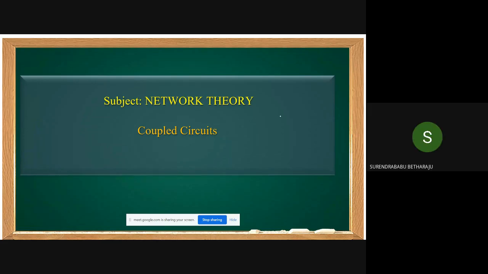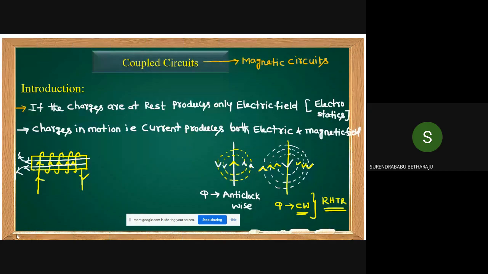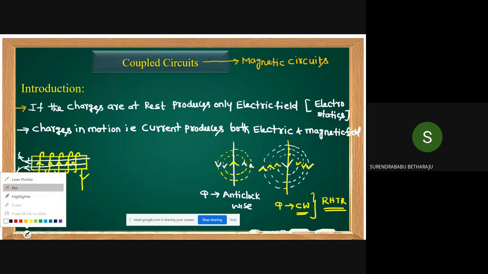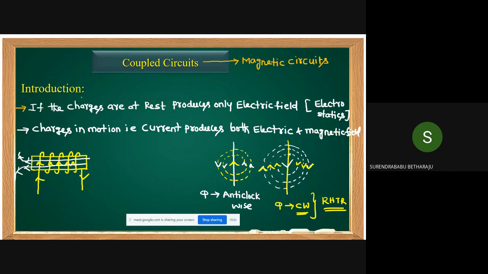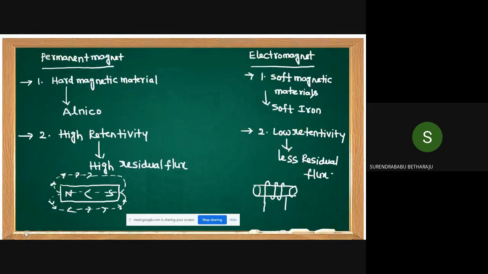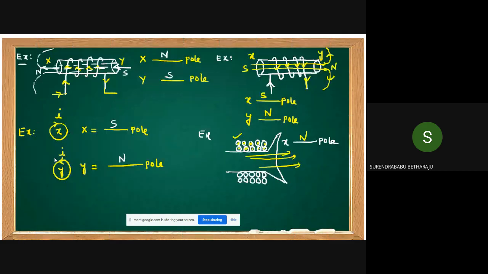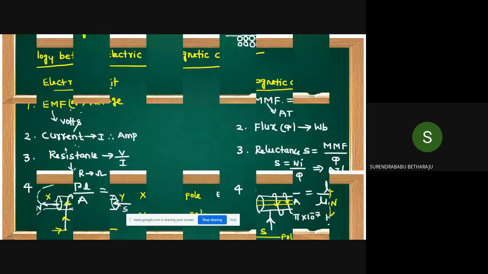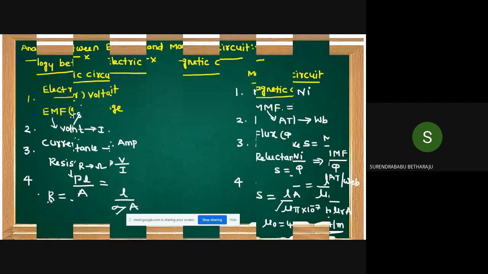This is a continuation of network theory concepts. I started coupled circuits in the previous class. Continuation of that. With respect to coupled circuits, that is magnetic circuits, I gave these fundamentals. All these I already discussed in the previous session. It's the minimum fundamentals that I already explained.